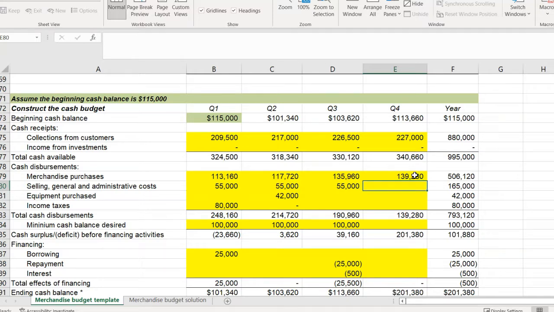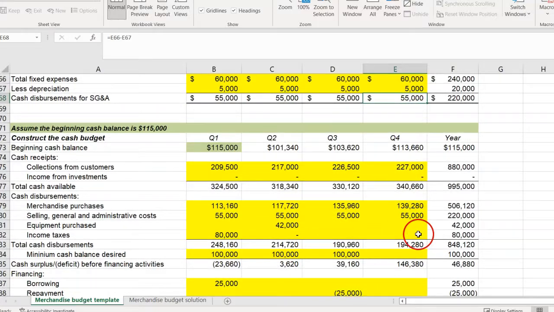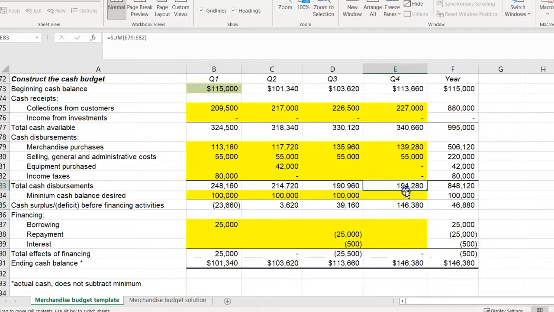And we know that 55,000 was our selling and general each period. It was right there. And we didn't have anything else special in quarter 4. So I'm just going to put in my minimum balance. There were no extra loans, nothing else happened there. So our ending cash balance for the end of the year is $146,380. You can see that's the same on the year column as well as the end of quarter 4. It should be the same. So that's how you prepare the cash budget.